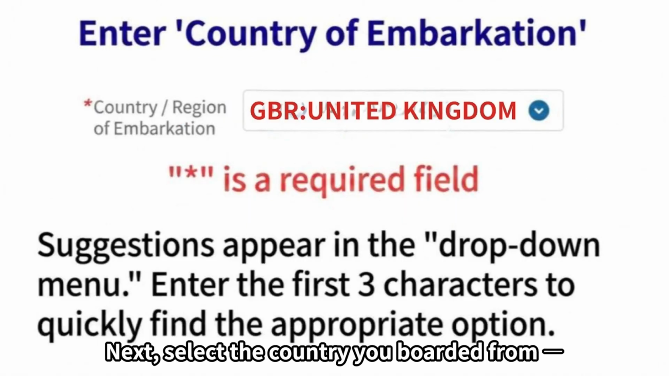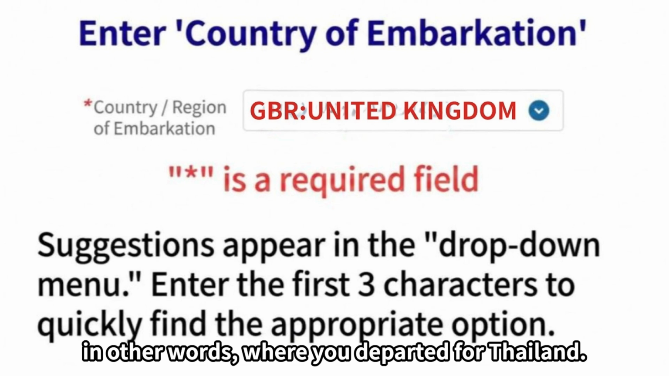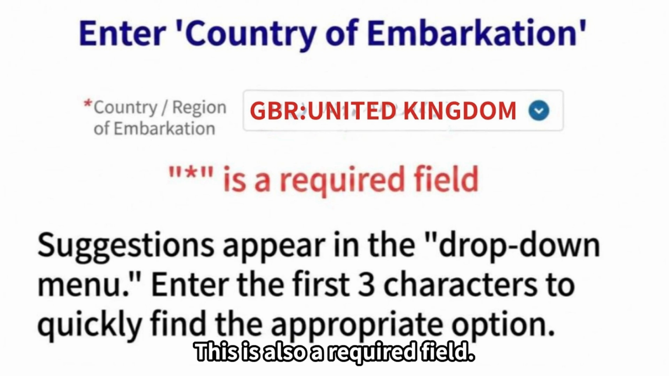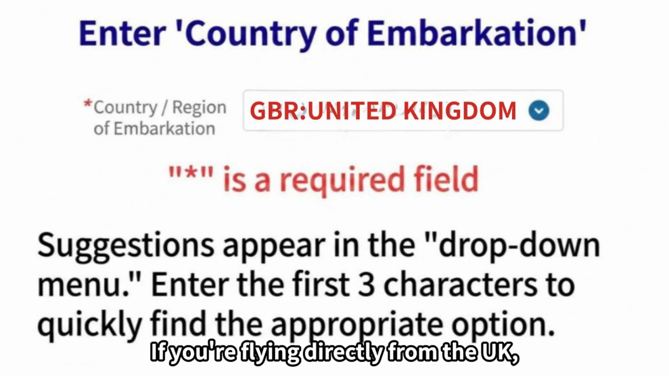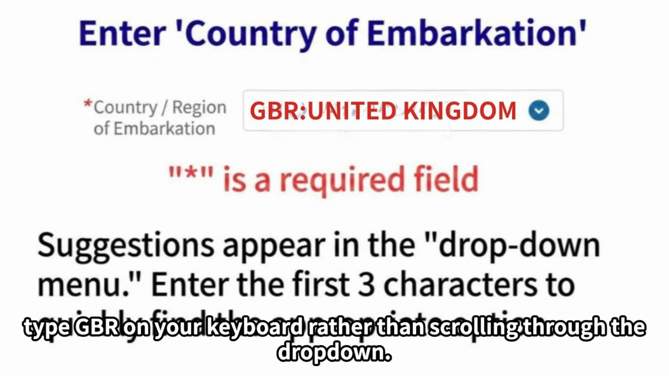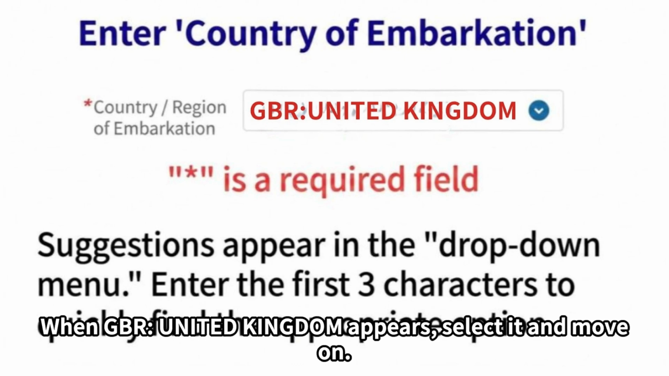Next, select the country you boarded from, in other words, where you departed for Thailand. This is a required field. If you're flying directly from the UK, type GBR on your keyboard rather than scrolling through the dropdown. When GBR/United Kingdom appears, select it and move on.